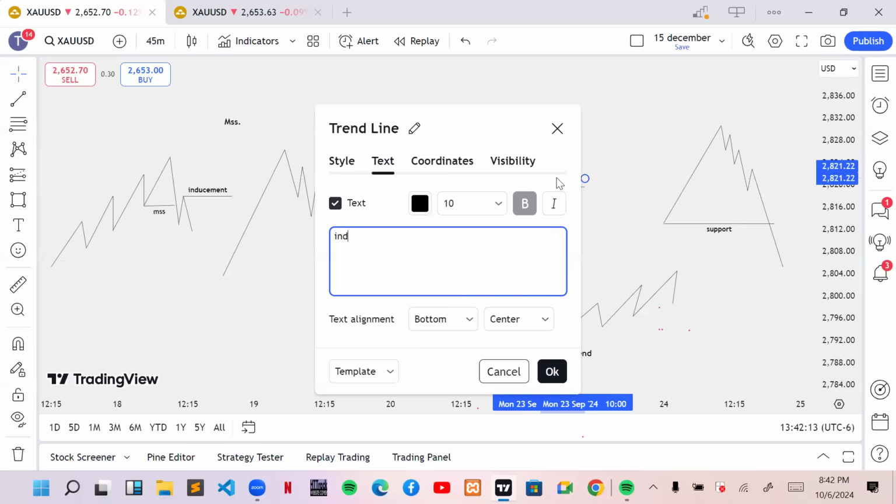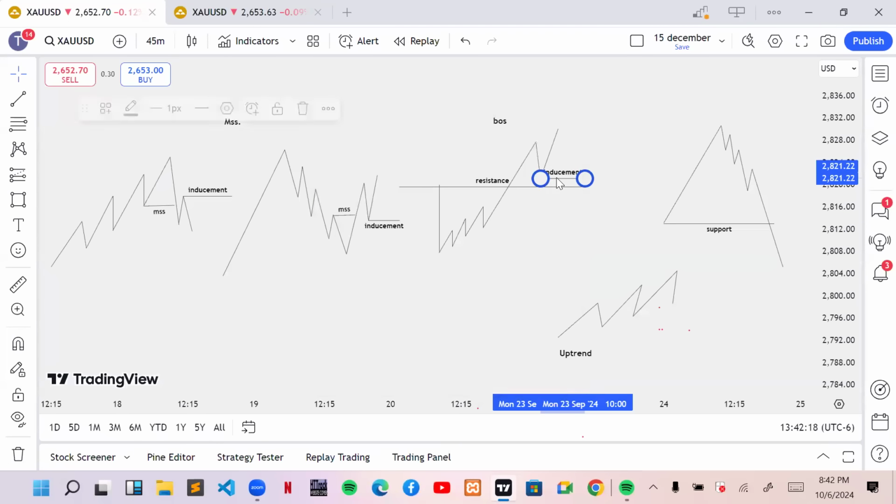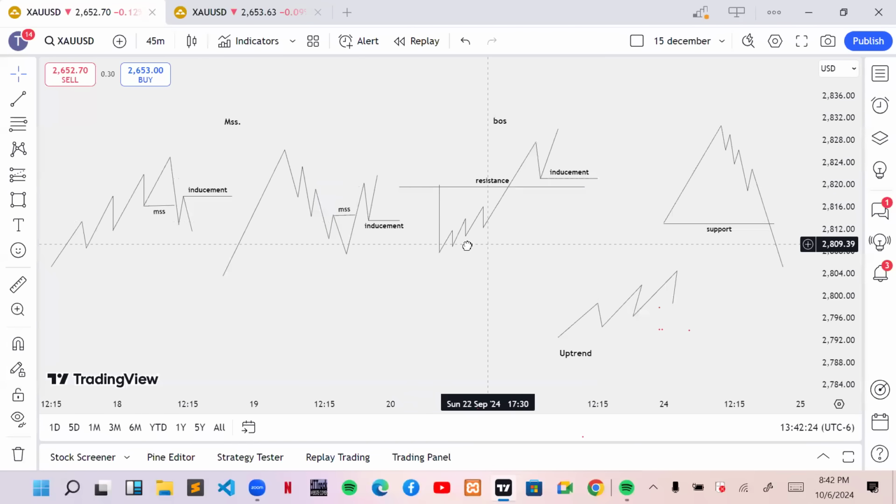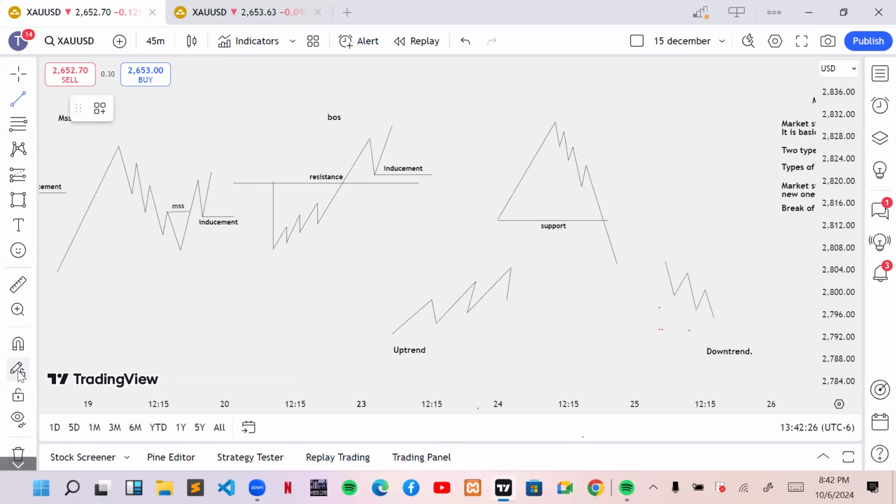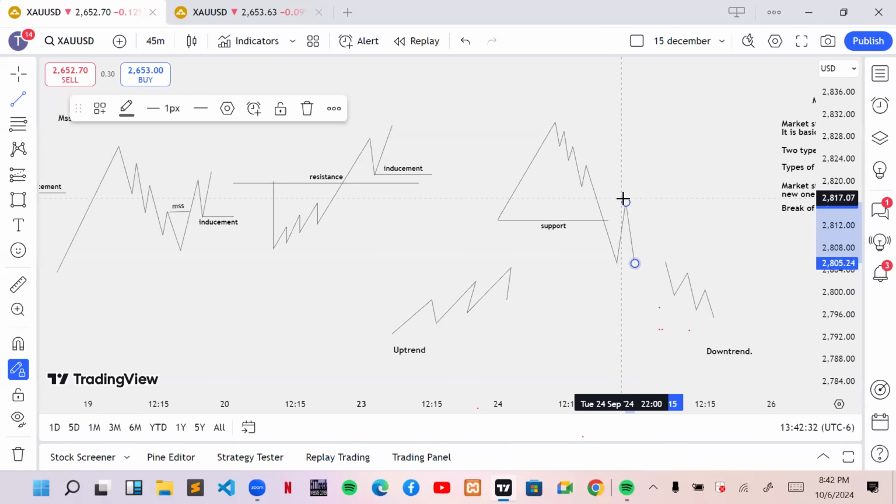So, inducement. This is your inducement here. Pullback. Same as when the market breaks the support zone down here, the market will make a pullback. This pullback for continuing this move, this pullback that the market makes for continuing that move, is what your inducement is.